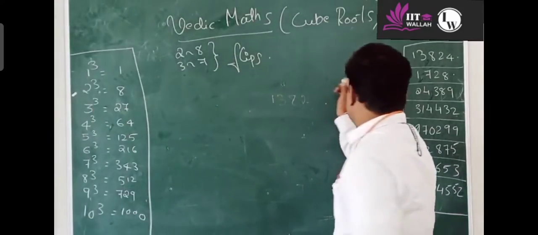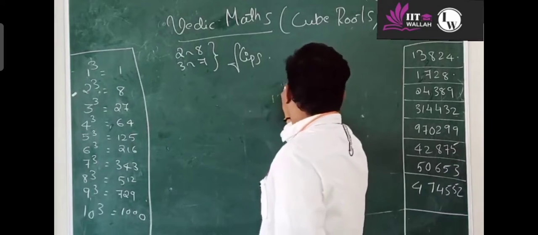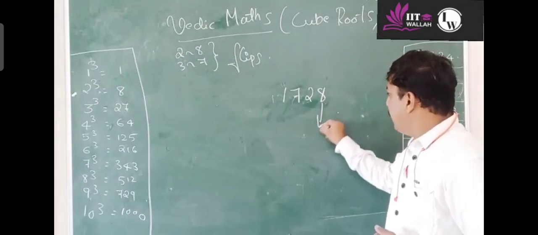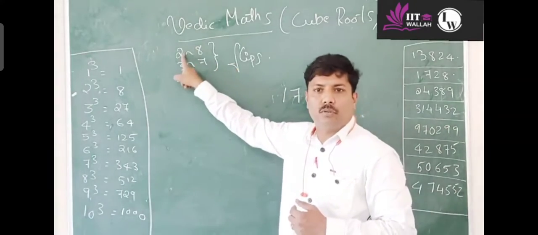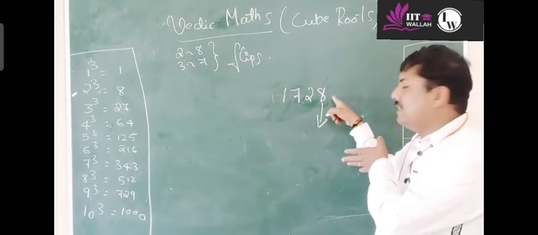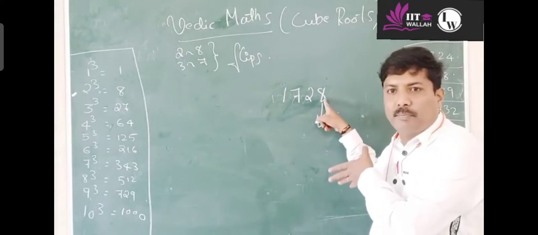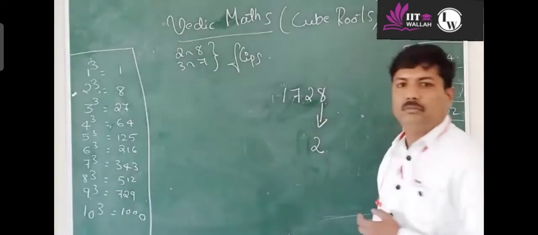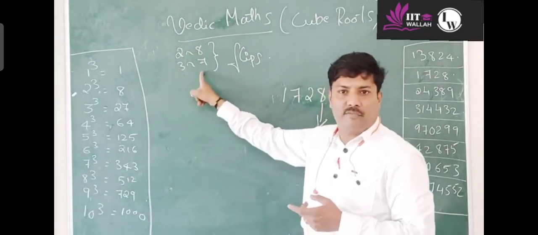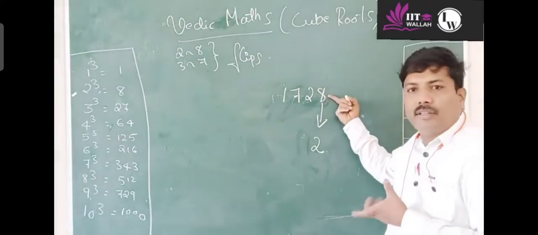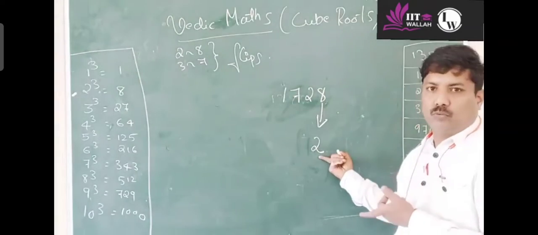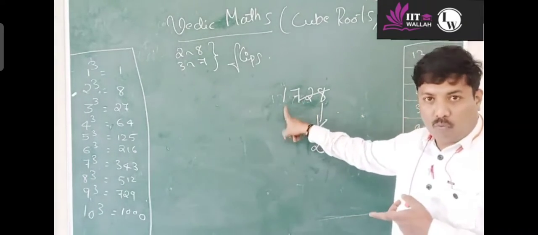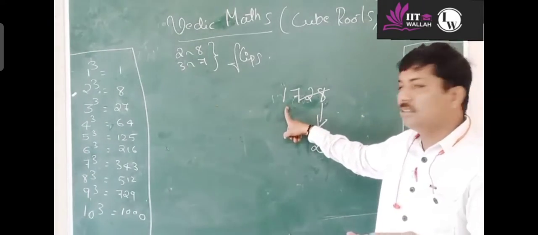The next number is 1728. Okay? If 8 is coming, you know that 8 flips with 2. So if 8 is coming in the ones place, its cube root's ones place will be 2. As you know, 2 and 8 flip and 3 and 7 flip. So if the number is ending with 8, its cube root ends with 2. Then cut the first 3 digits. Then what is the remaining number? 1. So the cube root of 1 is 1 itself.